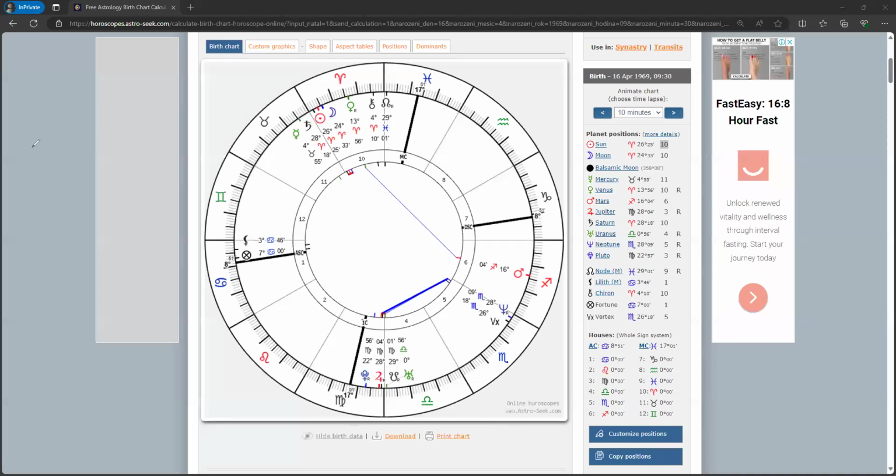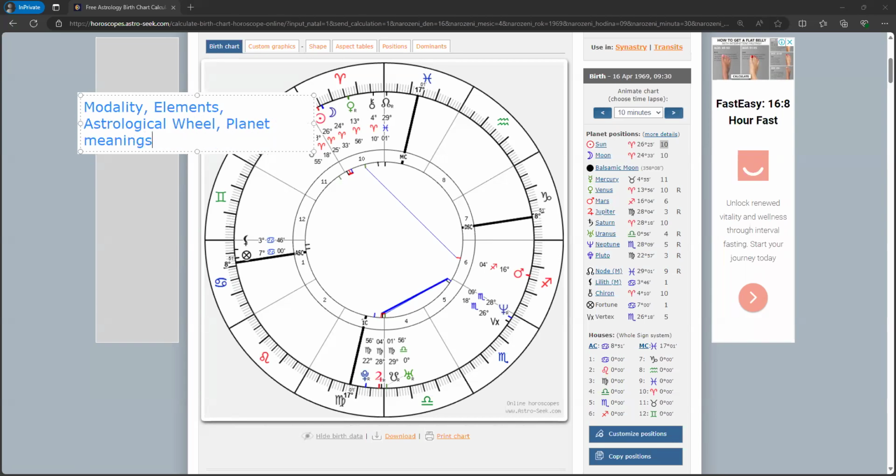Annotate, let's do text. And so modality, elements, astrological wheel, planet meanings. What else? I think this does it. Oh, sign meanings. Okay. And that will help you to kind of piece it together. All right.